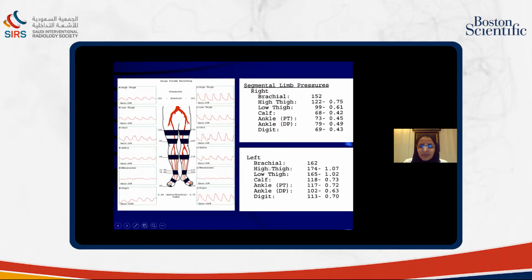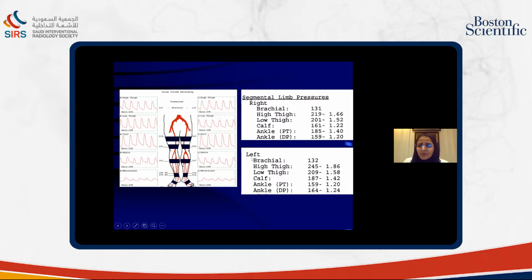Here on the left side, we see 162. This is my reference in the brachial. At the upper thigh, we have 174, that will be normal, and even the amplitude here is normal. Low thigh, we have 165, still normal. At the cuff, there is a reduction in the pressure, but less than 20%. So here we already have a difference in the amplitude, if you see it here in the cuff area.